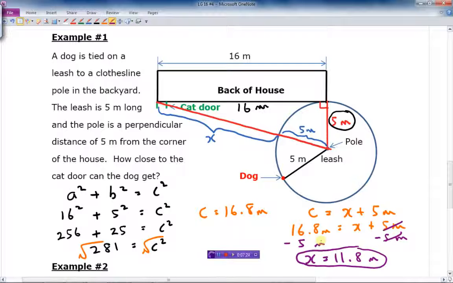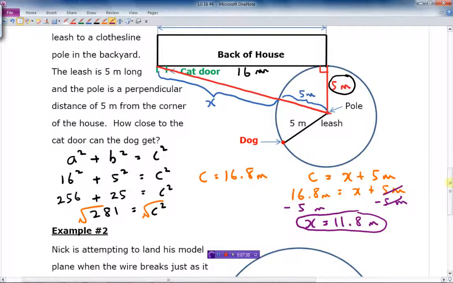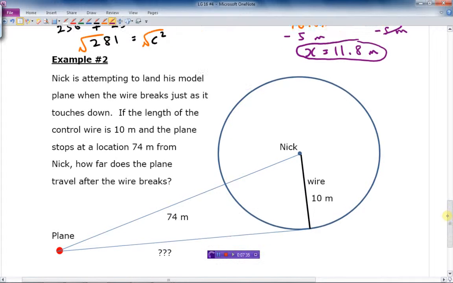Okay, so that's the first example. Again, we use Pythagoras, which is the common formula we use for solving all these problems. Just find a 90-degree triangle, right?